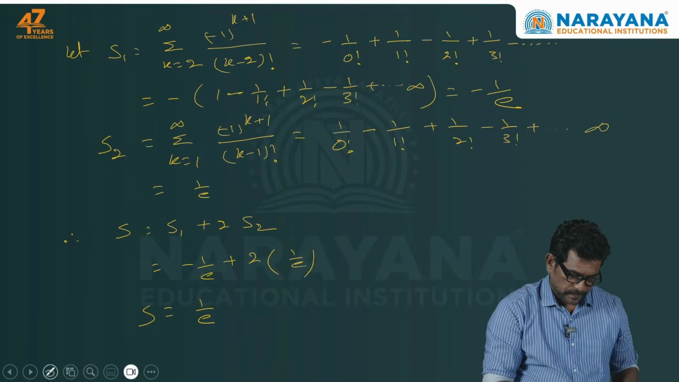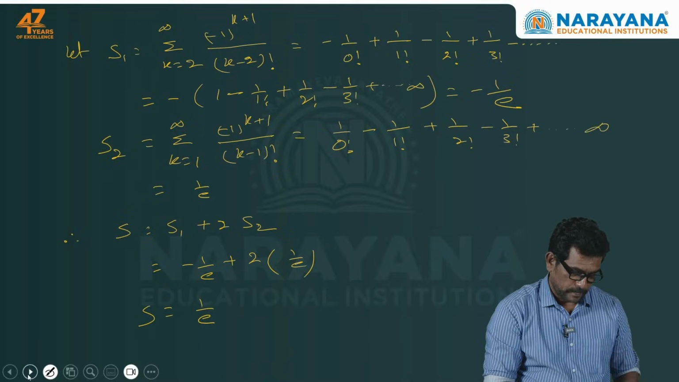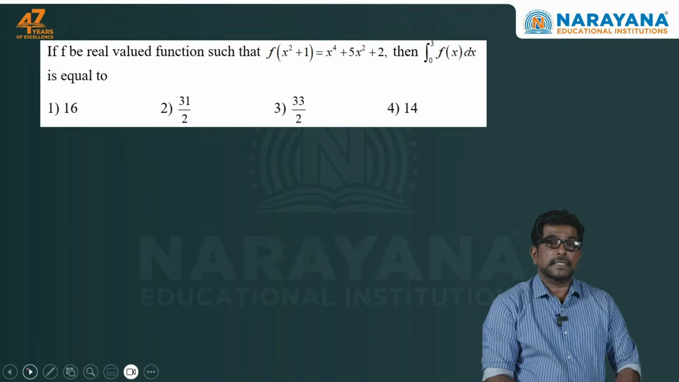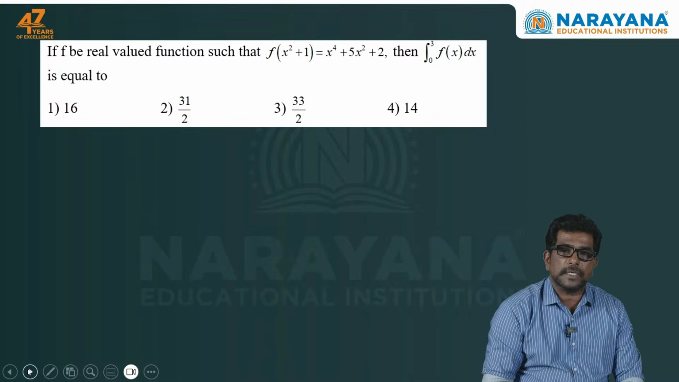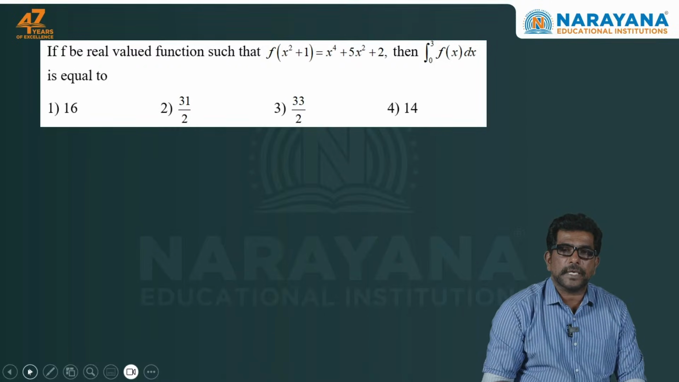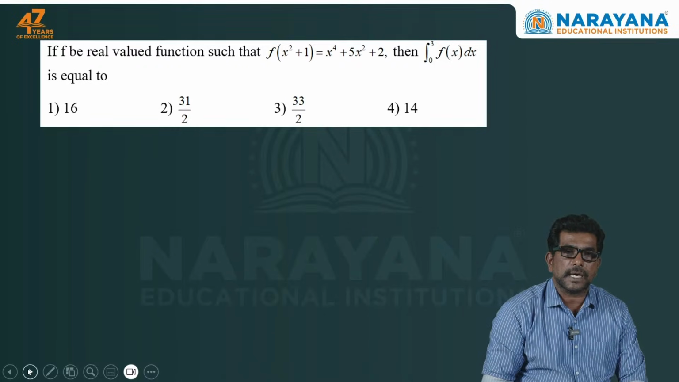Next one. Next one is, yes, if f be a real valued function such that f of x squared plus 1 is equal to x to the power of 4 plus 5x squared plus 2, then integral 0 to 3 f of x dx is equal to, they are asking.